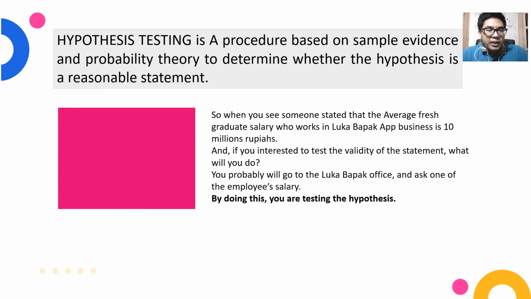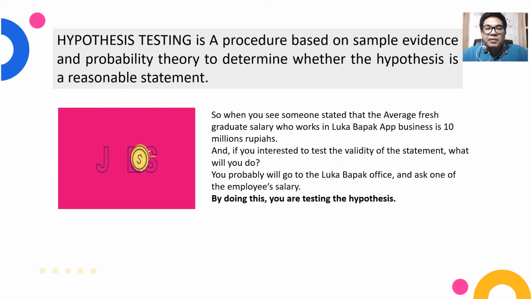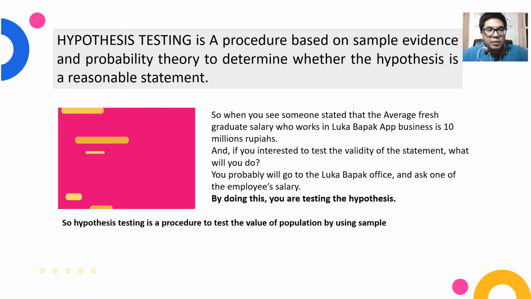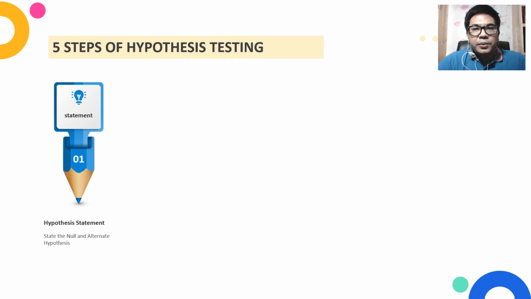Then, by the example, the definition of hypothesis testing is a procedure based on sample evidence and probability theory to determine whether the hypothesis is a reasonable statement. We know that hypothesis testing is a procedure. There are 5 steps that are commonly used in order to test the hypothesis. The first step is to state the hypothesis that we want to test. It is called the hypothesis statement. There are 2 hypothesis statements. Number one is the null hypothesis, and the second one is the alternate hypothesis.